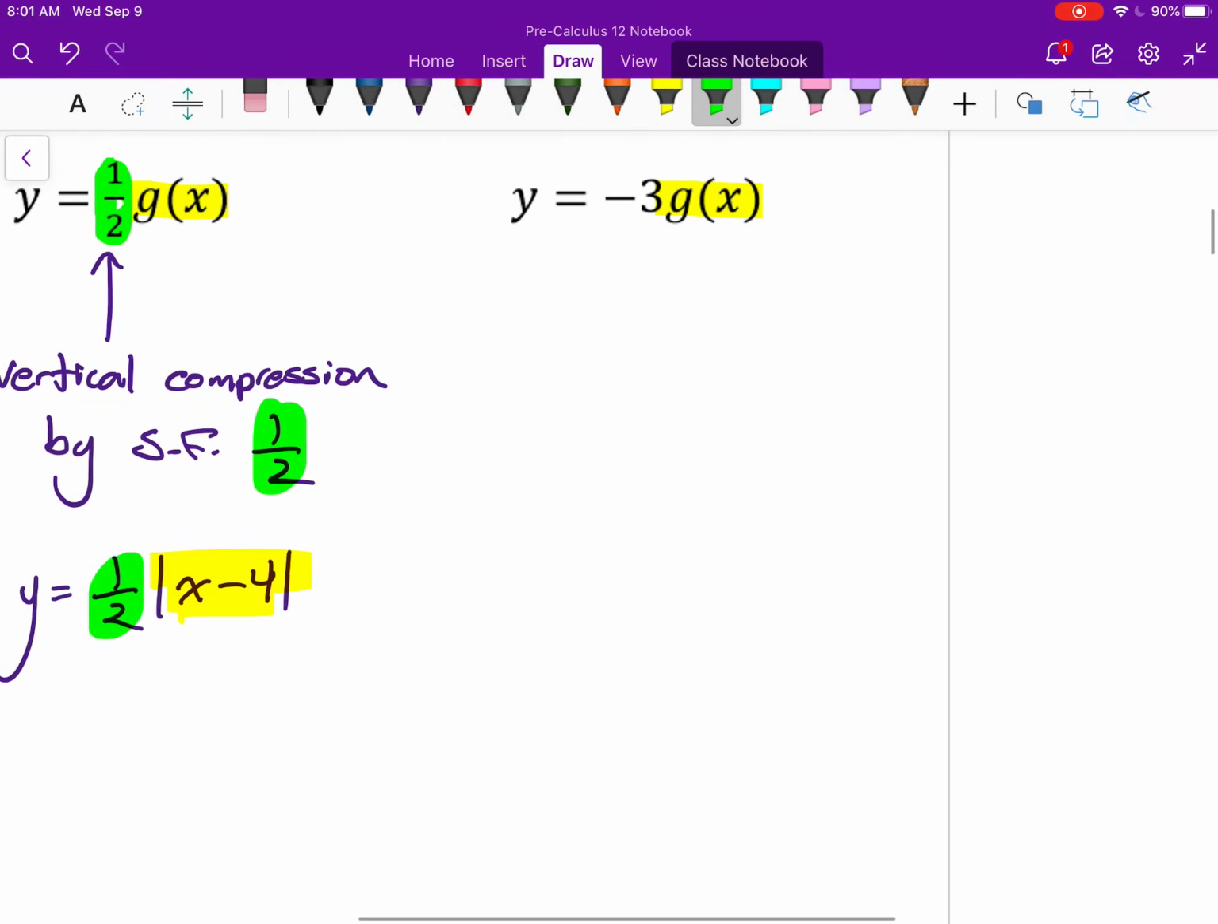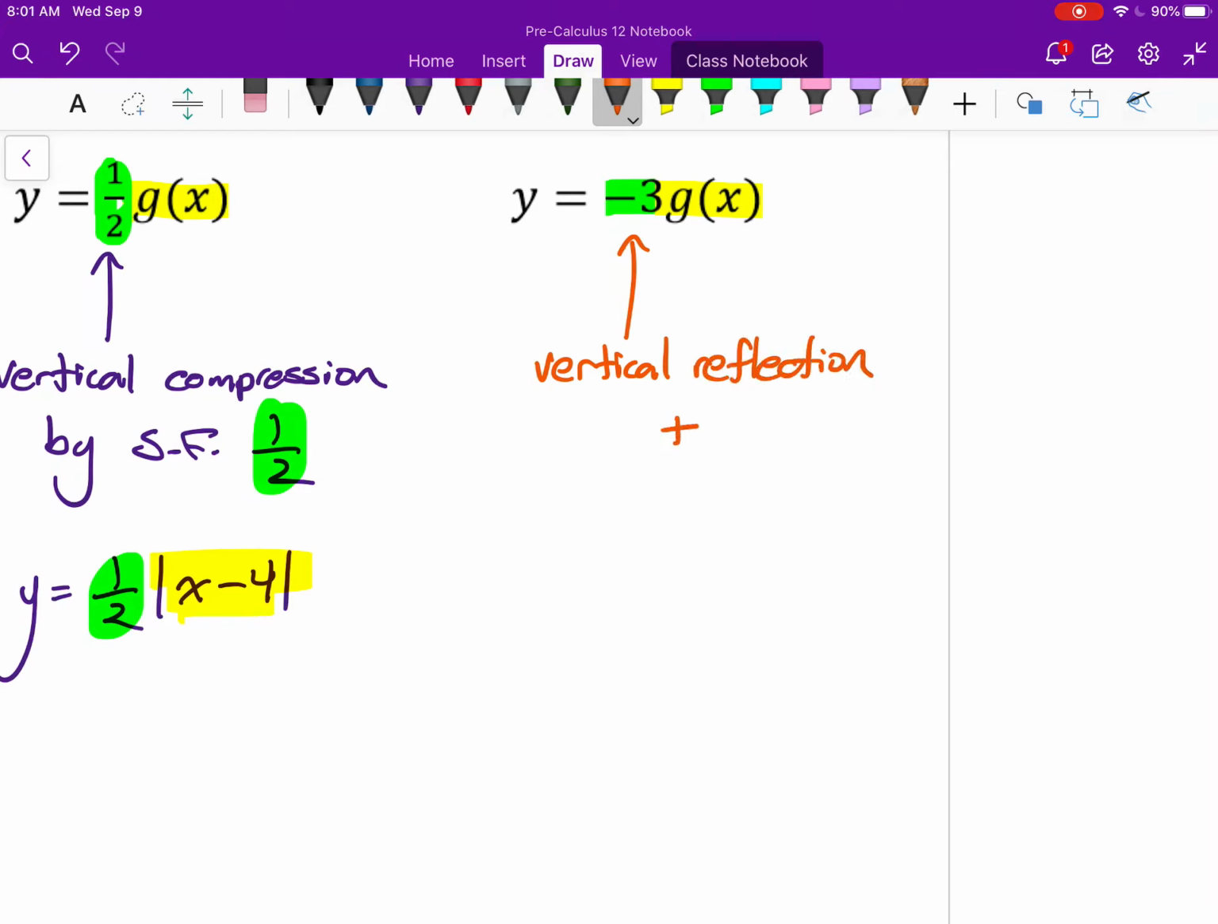All right, so last one. Maybe I'll focus on just the writings first. So here I have a -3 in front of the g of x. So the negative tells me something, and the 3 tells me something. Let's do this in orange. So the negative tells me there is a vertical reflection. However, there's more. The 3 tells me there's also a vertical stretch, or I'm going to be a little more specific and say vertical expansion. Although what I really care about is that it's vertical and that there's a scale factor of 3.